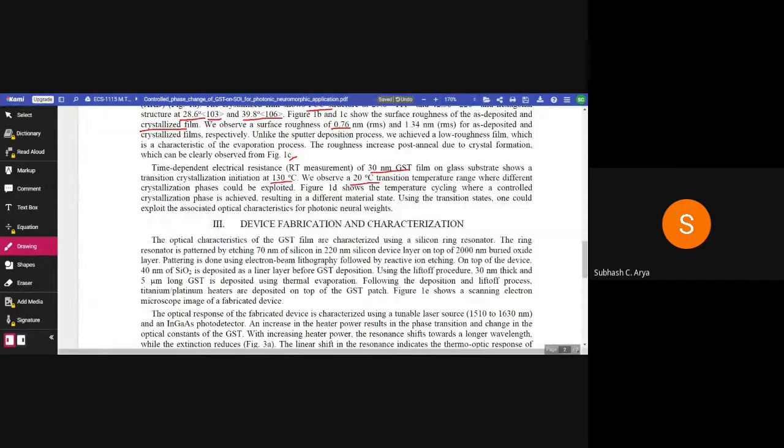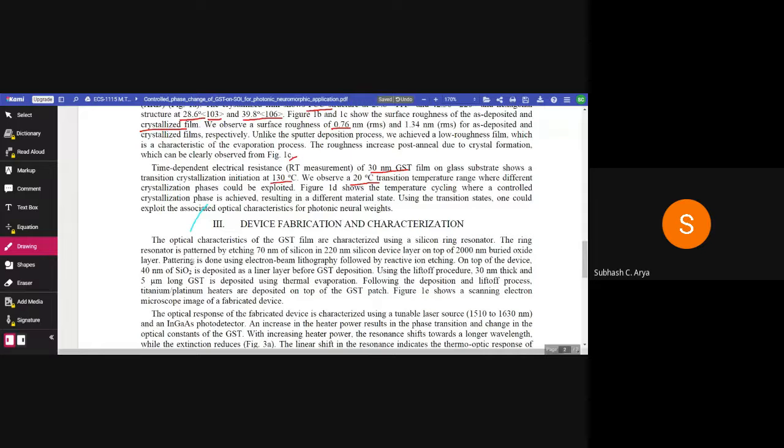Time-dependent electrical resistance of 30 nanometer GST film on glass substrate shows a transition crystallization initiation at 130 degrees. We observe a 20 degree centigrade transition temperature range where different crystallization phases could be exploited. Figure 1D shows the temperature cycling where a controlled crystallization phase is achieved, resulting in a different material state. Using the transition state, one could explore the associated optical characteristics for photonic neural weights.